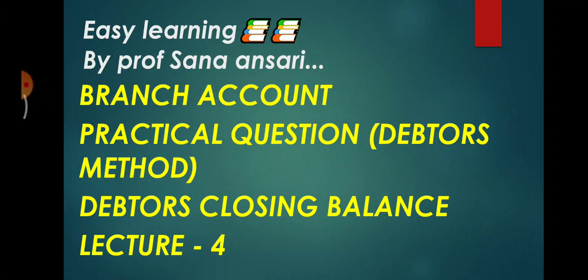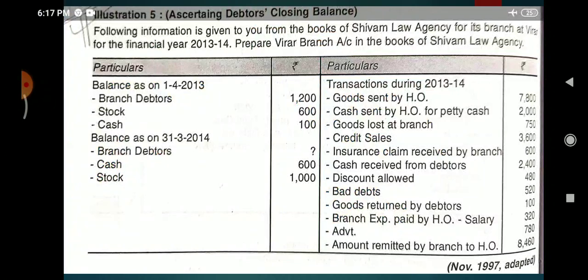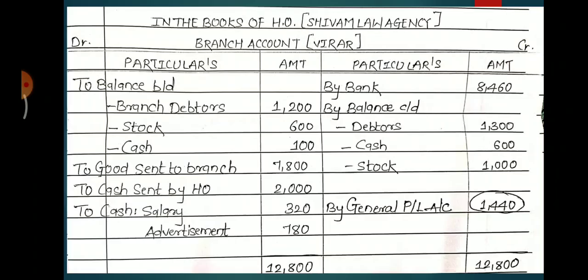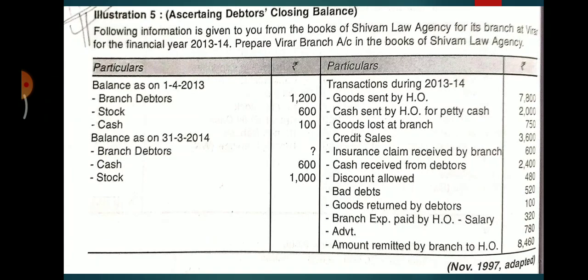So here we can start today's question. You can see illustration 5 in your accountancy textbook, semester 2. First, friends, we need to read the question properly, then only will we solve this. Okay, so let's start reading from the start. This is a debtors closing balance sum. So let's proceed to our question.